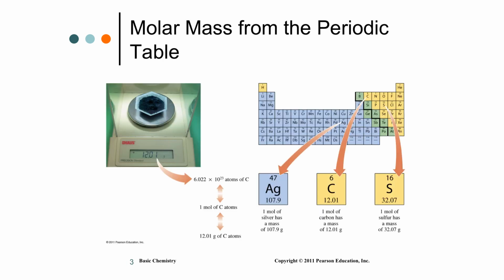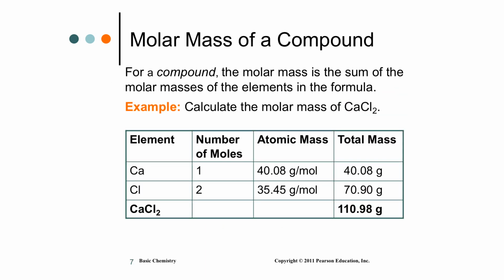So here is an example. Silver, on the periodic table, its mass number is 107.9. So to have 1 mole of silver would require 107.9 grams. Carbon, 12.01. In 1 mole of carbon, there are 12.01 grams. And sulfur, 32.07 grams in 1 mole of sulfur.